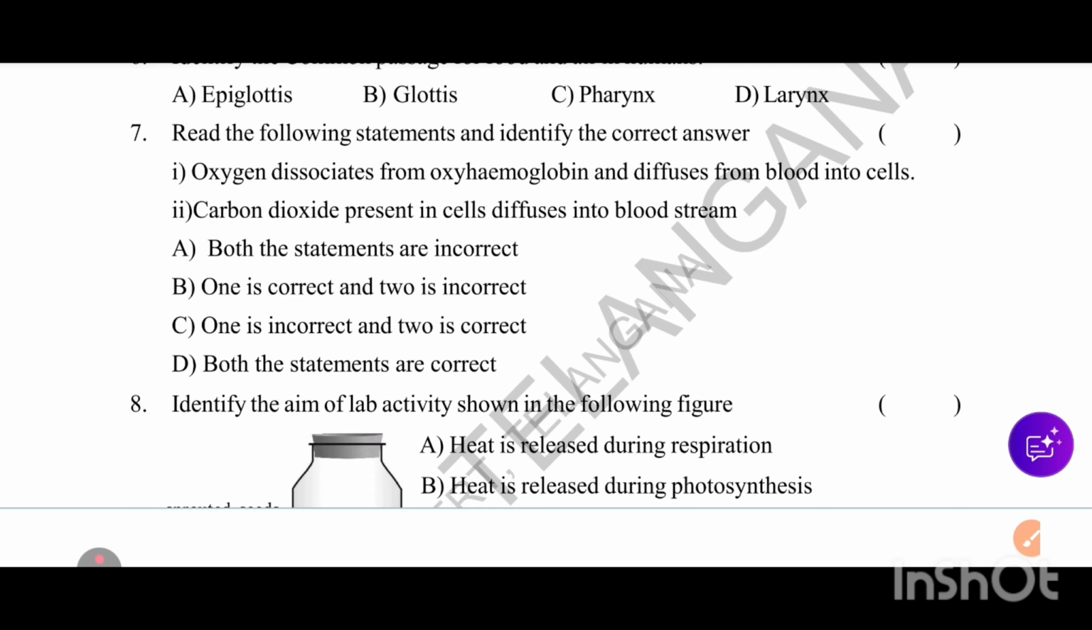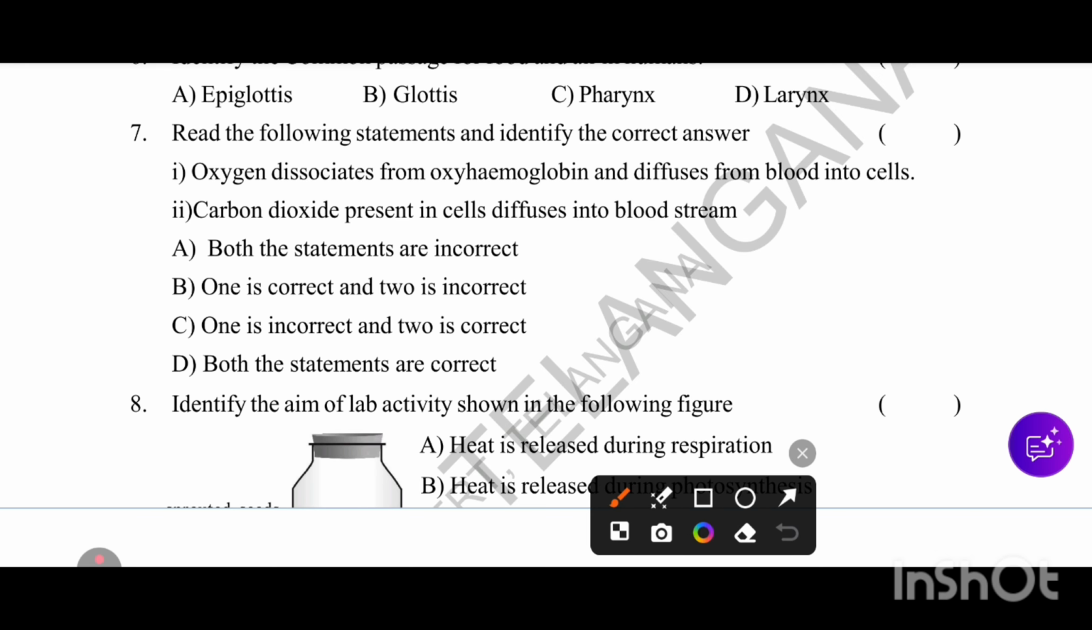Carbon dioxide present in the cells diffuses into the bloodstream. So in this, the correct option is D, both statements are correct, because oxygen dissociates from hemoglobin and diffuses from blood into the cells, because we are having HbO2. 2HbO2 gives rise to 2Hb plus 2O2. That is, from the hemoglobin, oxygen is going to enter the cells. Second one is carbon dioxide present in the cells diffuses into the bloodstream.